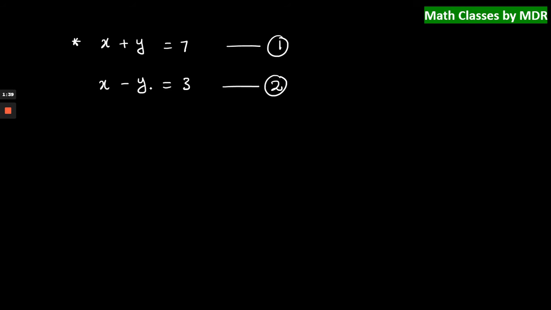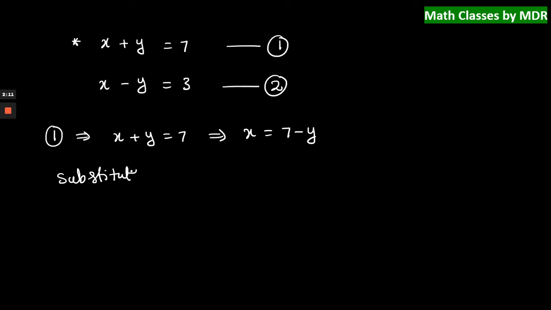Now in the substitution method, what we do is either we make x the subject or y the subject, and then substitute that value in the second equation. I mean to say, let us take the first equation, x plus y is equal to 7, and write x in terms of y: x equals 7 minus y. Now we have to substitute x equals 7 minus y in equation 2.